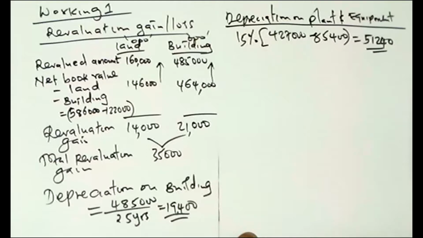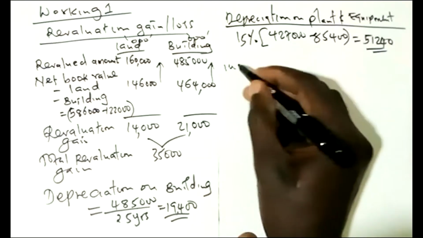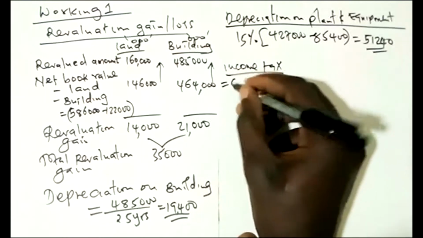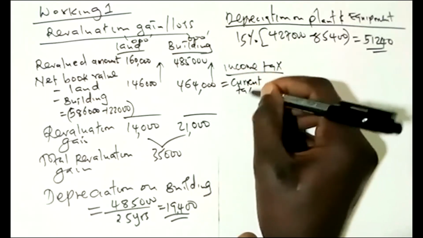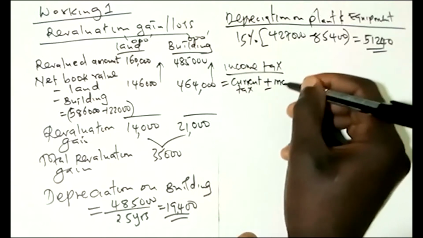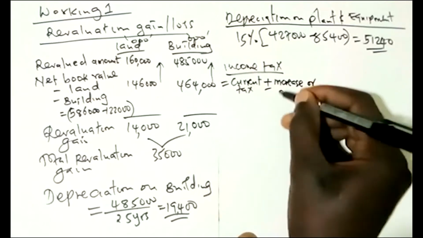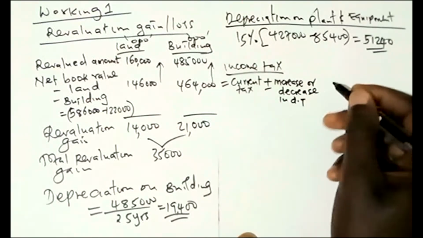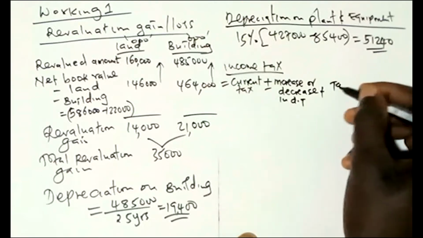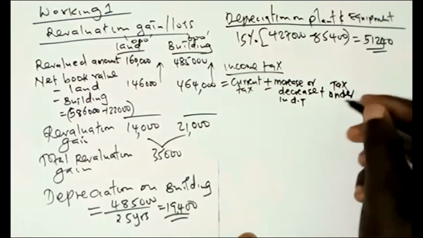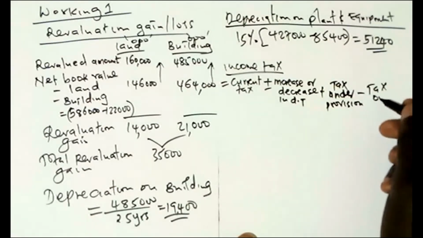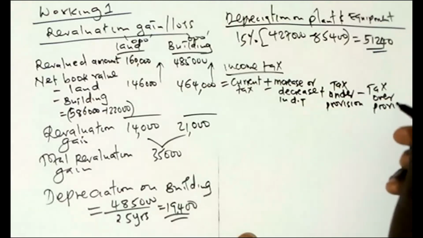So in this scenario, what you are required to do is the determination of income tax. Income tax is equal to the current tax plus or minus the increase or decrease in deferred tax. We add the tax under provision, and you minus the tax over provision.